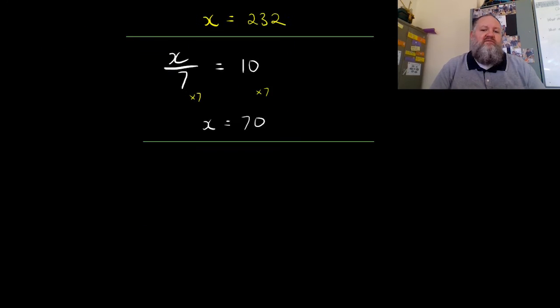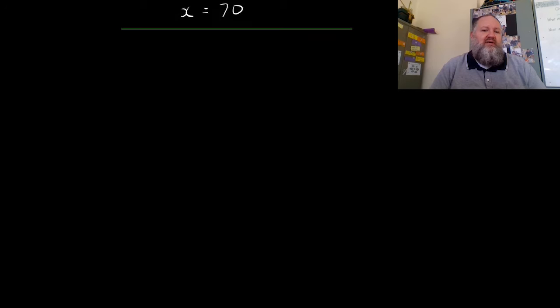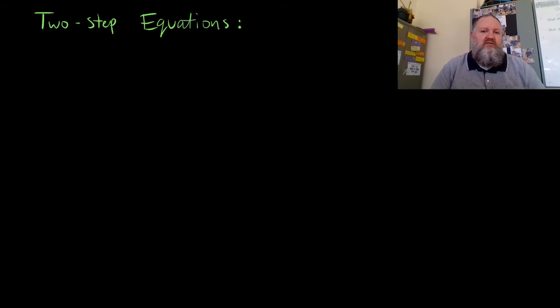Sometimes you might have more than one step though. Let's have a look at the process for two-step equations. So here we have our first one. We've got 2y plus 4 equals 12. It's the same process. What's our unknown? Y. Is it by itself? It's not. What's happening to it?